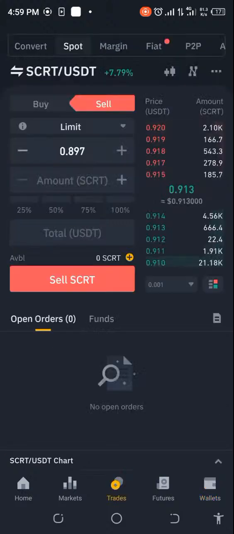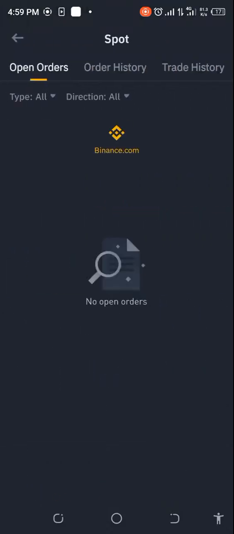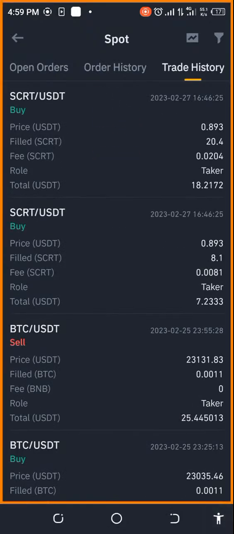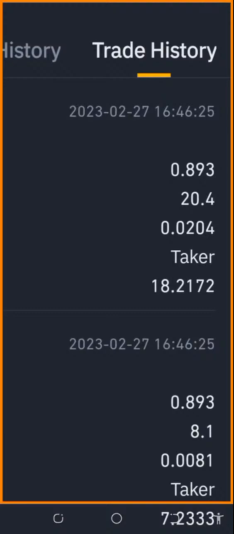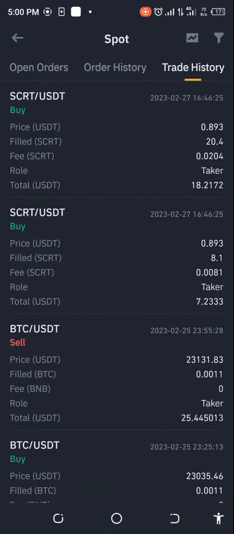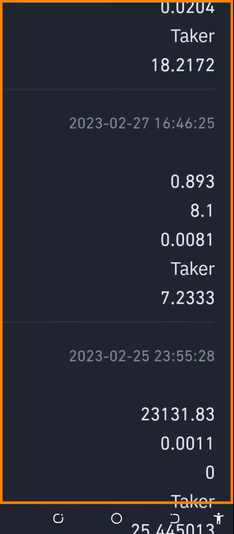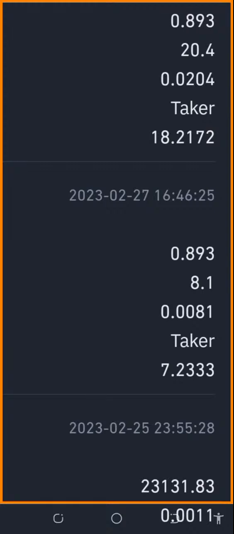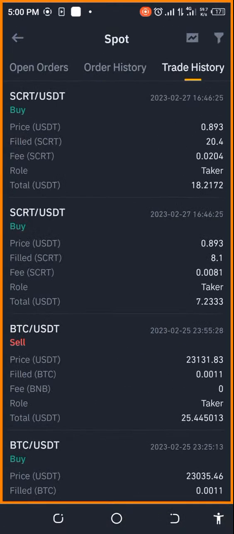Let's go back and check the trade history. Let's see. Well, okay, yes. So what we did was we spent how much? Okay, it did it in two batches, really. It did it in 8.1 and 20.4. So let's see. This is 18 plus 7 is 25. So like about 43, I guess. Is that 43 or 44? Okay, so we actually started out with 25.44.